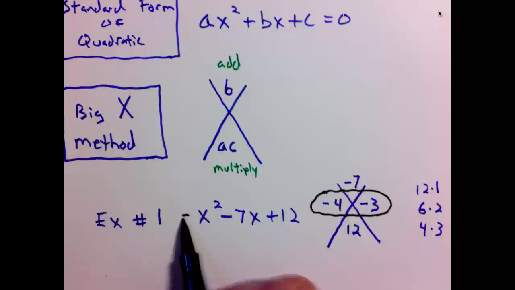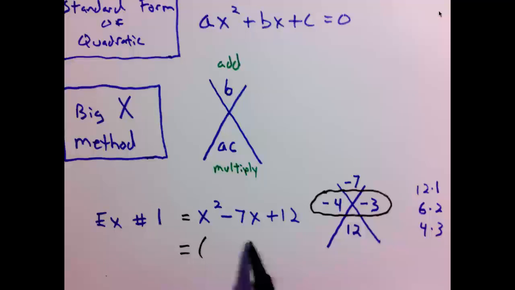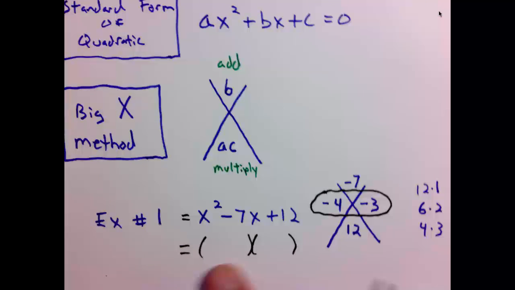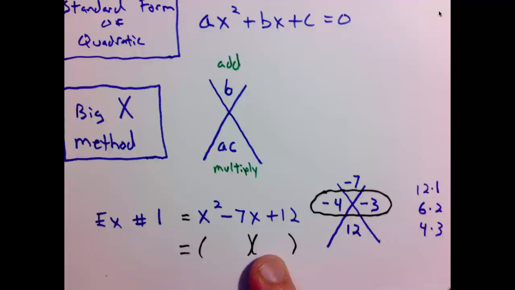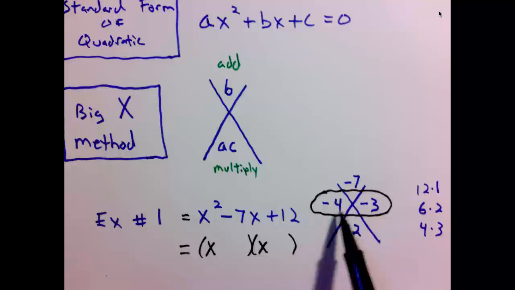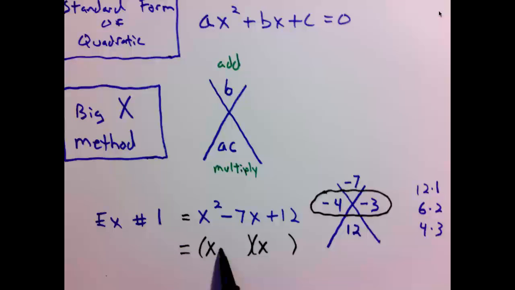Thus, equals, I go two parentheses, because I know this trinomial is going to break up into the product of two binomials. We've seen that many times. Whatever this variable is will be my first term. And these two things we just found will be the second term.